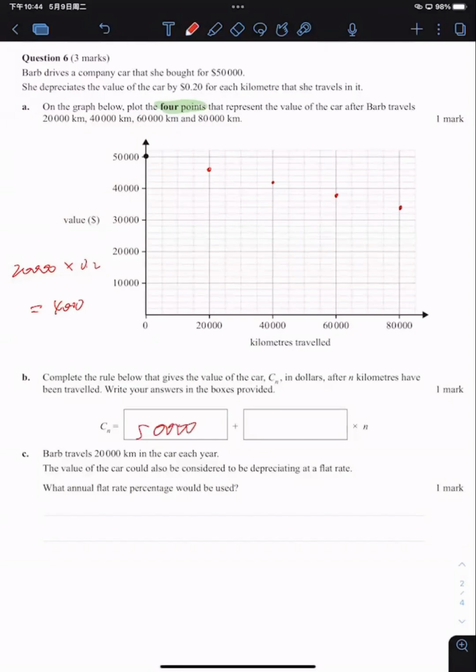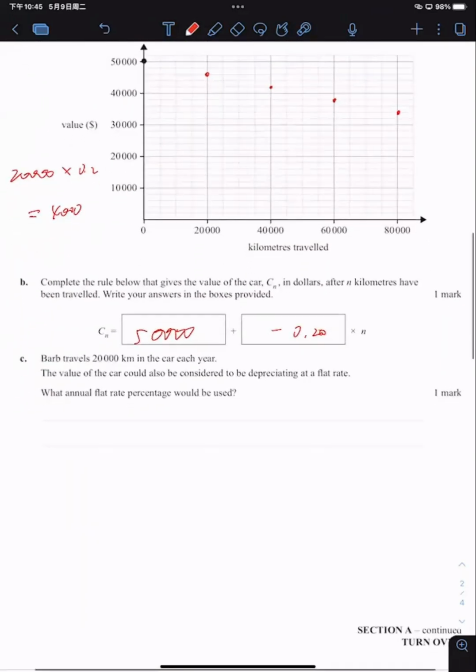And then we are actually depreciating. So the coefficient in front of N has to be negative. Do not forget your negative sign. Negative 0.20. So depending on how many kilometers it drove, we can work out how much money the car depreciates.